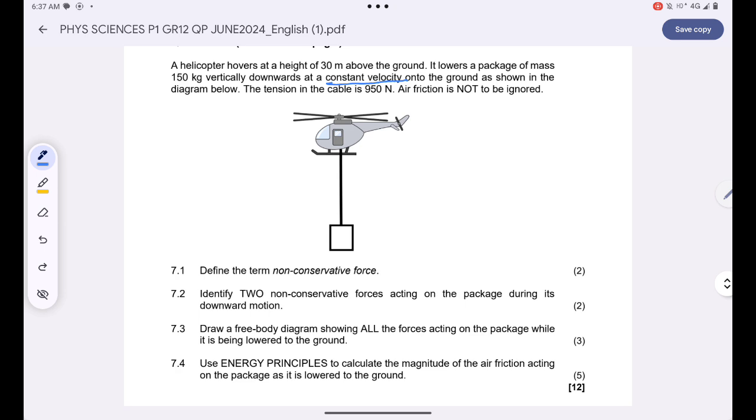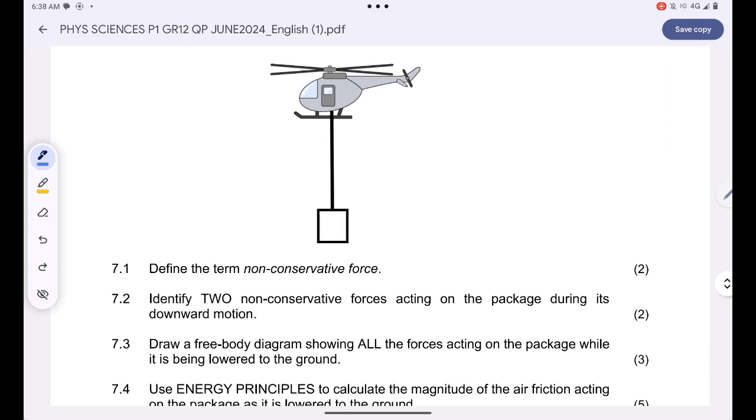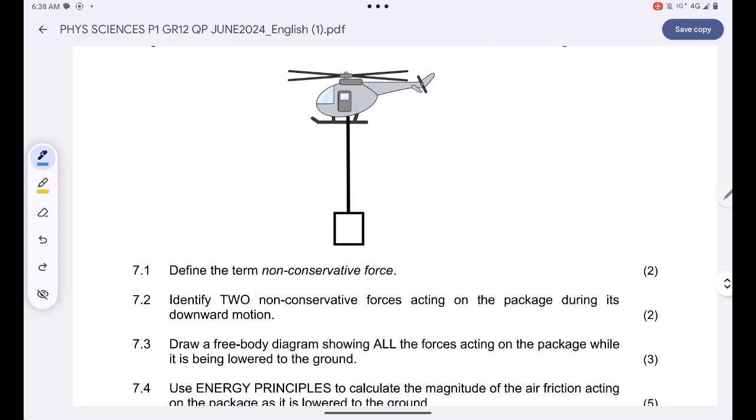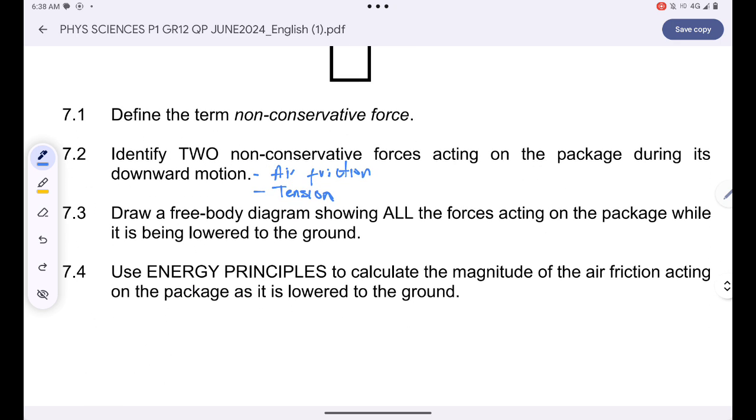And then they want us to identify two non-conservative forces acting on the package during its downwards motion. Firstly, we're told in bold letters to not ignore air friction. So we have air friction, number 1. And then secondly, we do have our tension. Our tension is a non-conservative force.